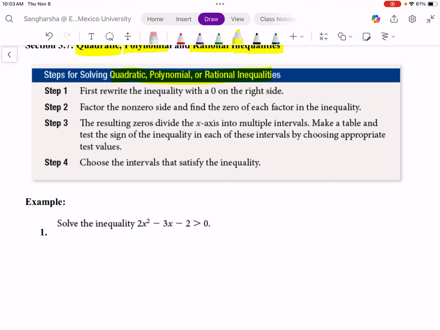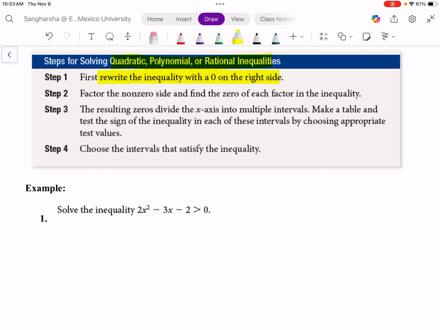The first step is to rewrite the inequality with a 0 on the right side, and let's do that step on our first example. Here we have 2x squared minus 3x minus 2 greater than 0, and we already have 0 on our right side, so we can skip the first step for this example. The next step is to factor the non-zero side. This is our non-zero side.